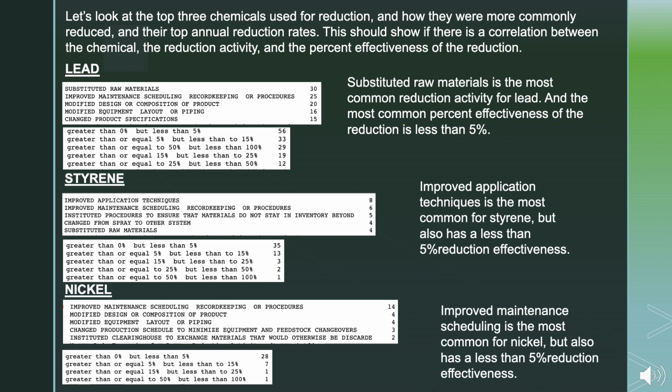I believe that you can use different methods for the same chemical and it'll still yield a less than 5% efficiency unless you are using the most effective overall activity. To find the most overall effective activity, we would need to do something a little different.